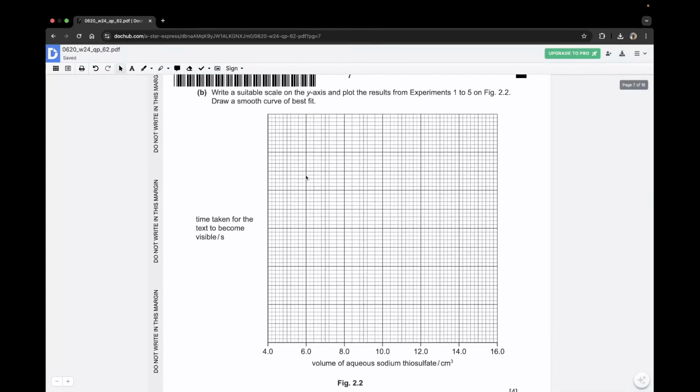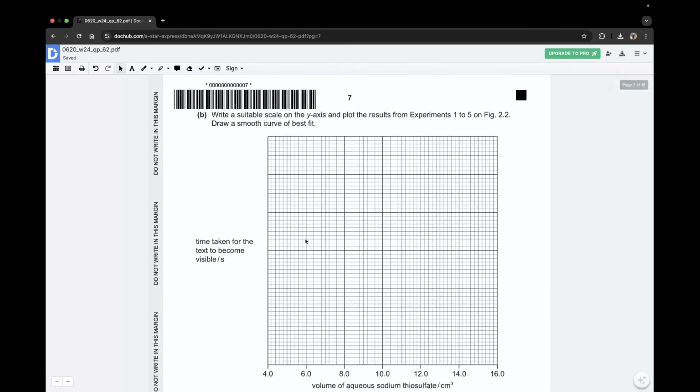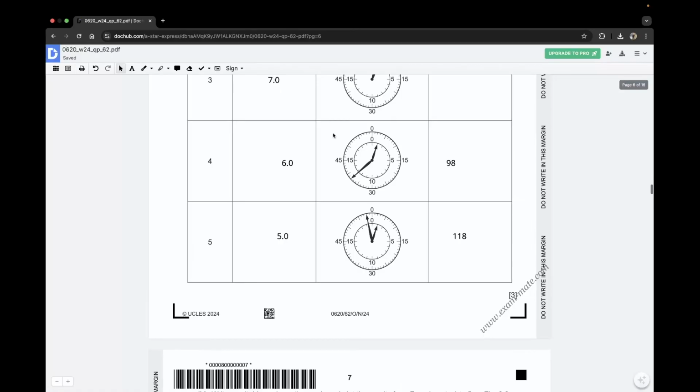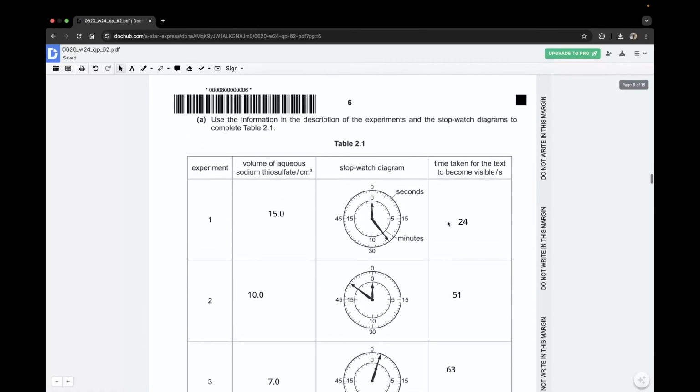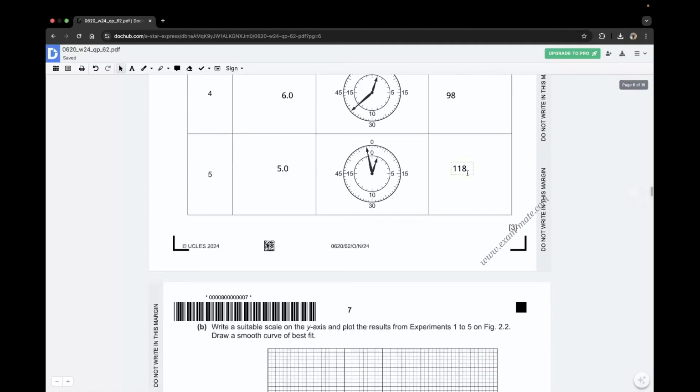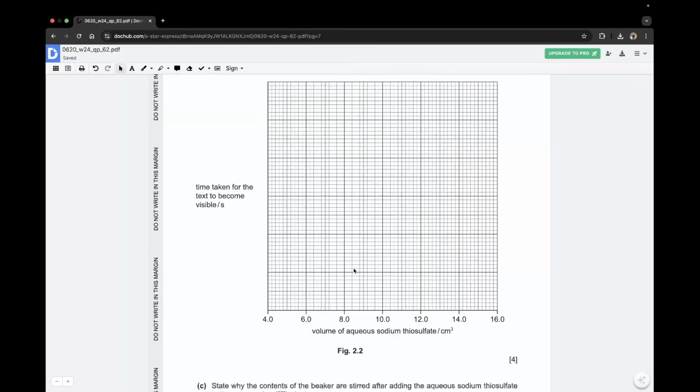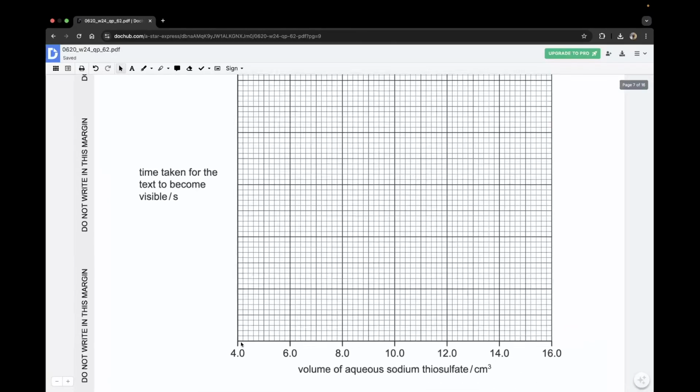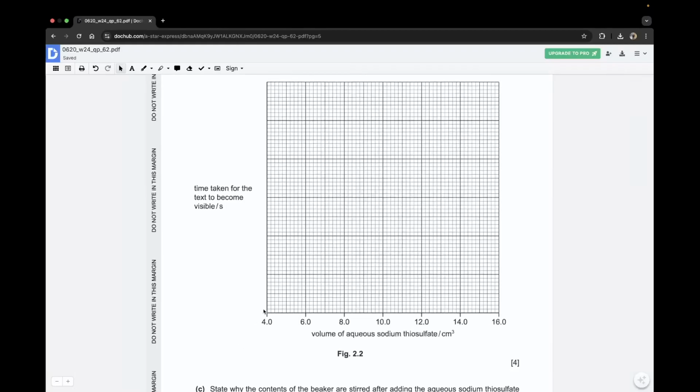All right, moving on to the B part. They just want you to write a suitable scale on the y-axis and plot the results from experiments 1 to 5 on this figure right here, and draw a smooth curve of best fit. So you go back here and you see the range. It goes from like 24 to 118. So you can just round to the nearest tenths and go, okay, so it would be 20 to 120. And if you look at it here, what do you have the space to write? You can go 0, 20, 40, 60, 80, 100, and 120.